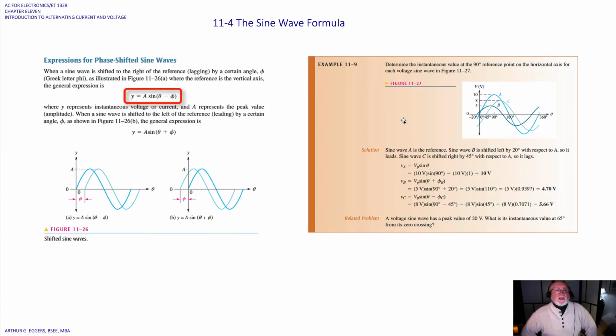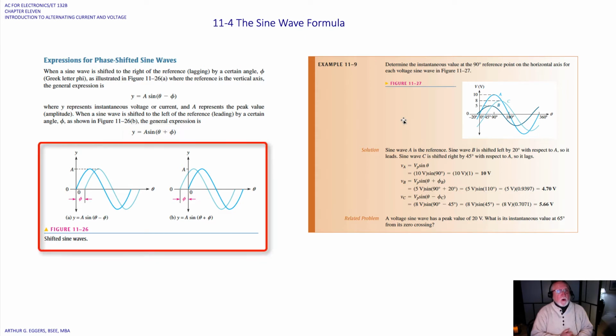When a sine wave is shifted to the left of the reference, remember, leading by a certain amount, phi, then the general expression becomes the sum of the two angles we take the sine of. So y is equal to the amplitude times the sine of the sum of angles phi and theta. We can see in the diagrams below how the shifted sine waves, whether lagging or leading by angle phi, fit into the expression of y, the sine of the angle.